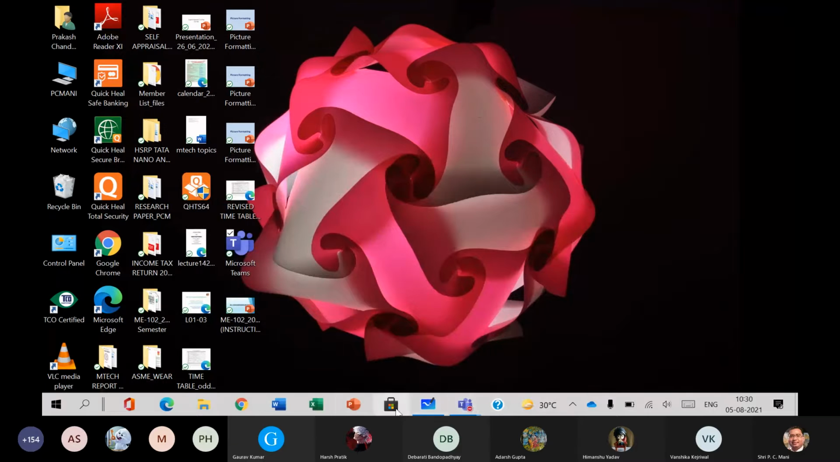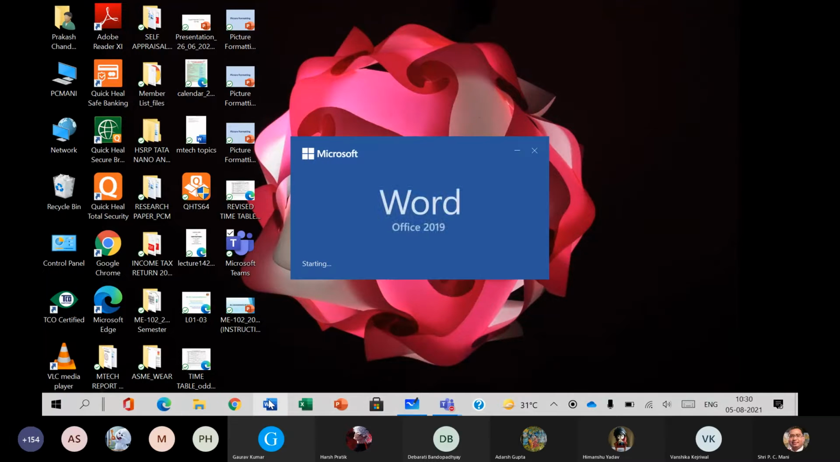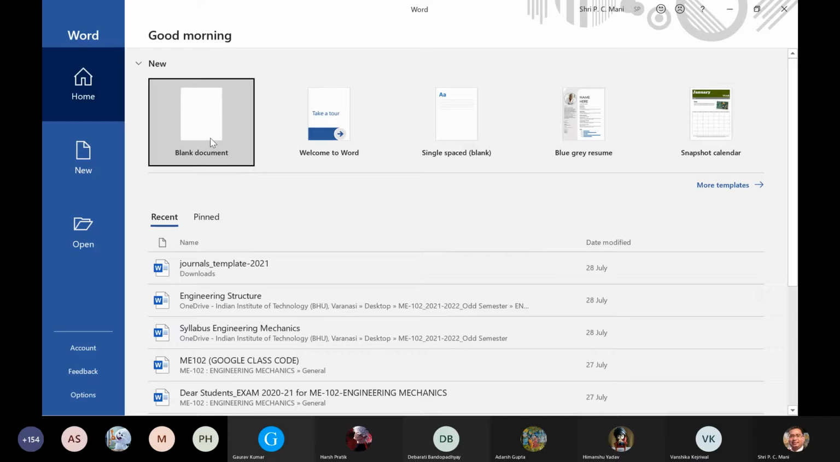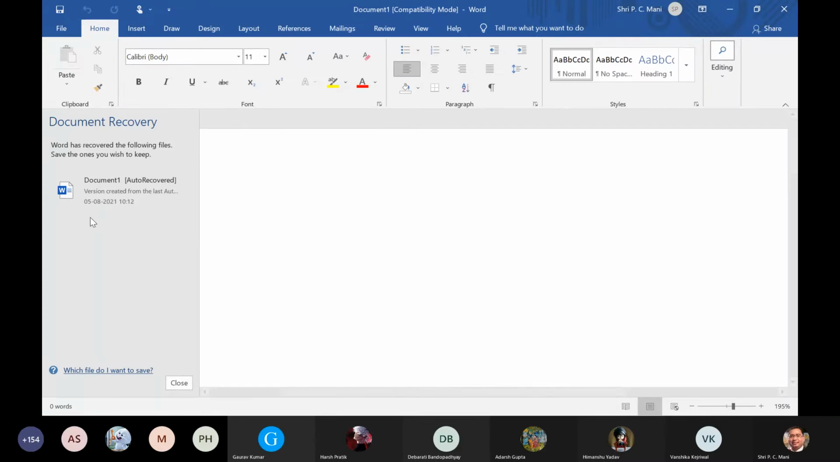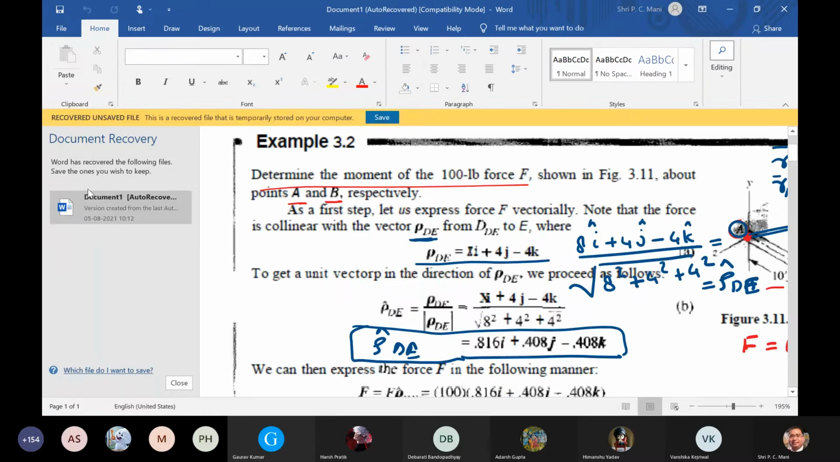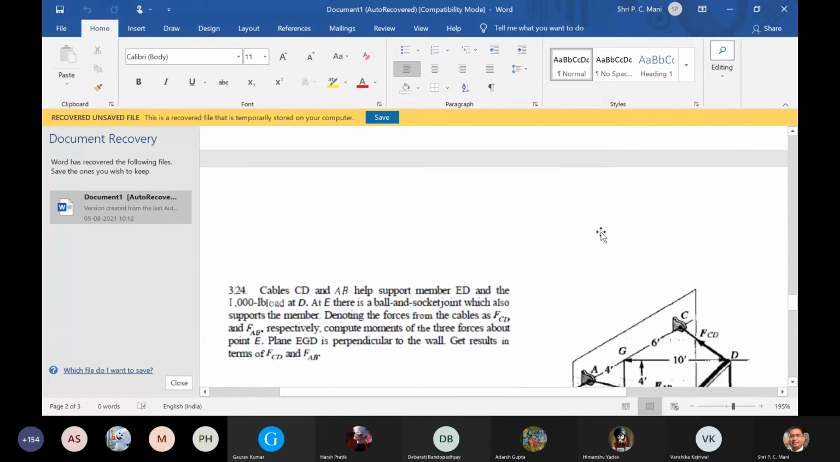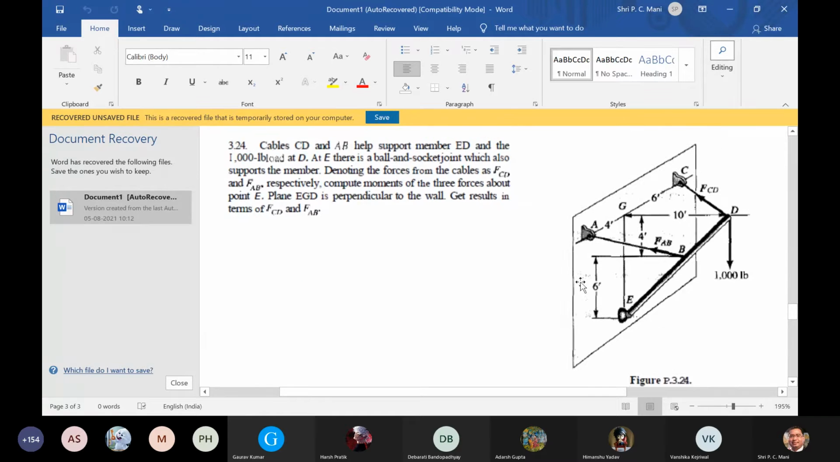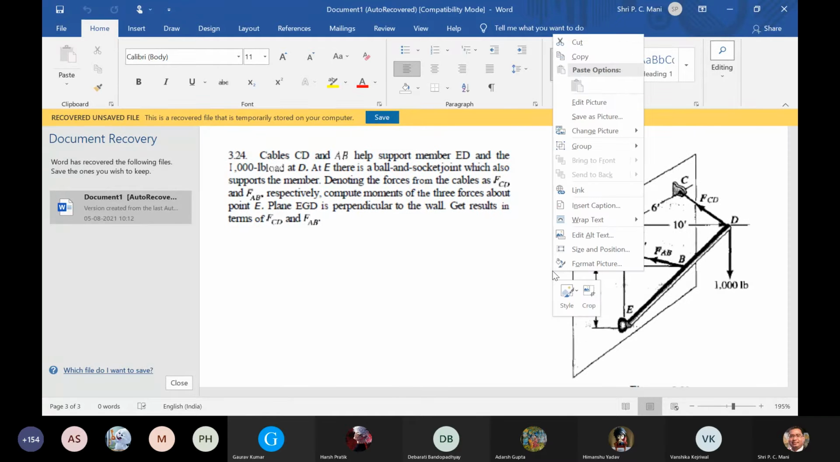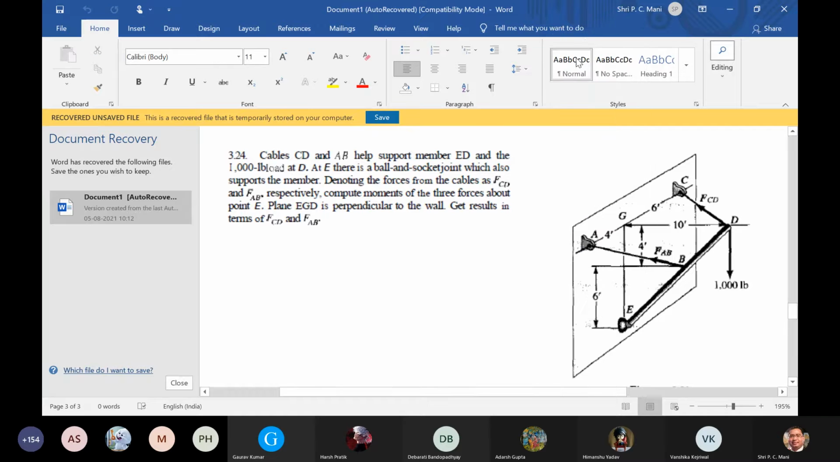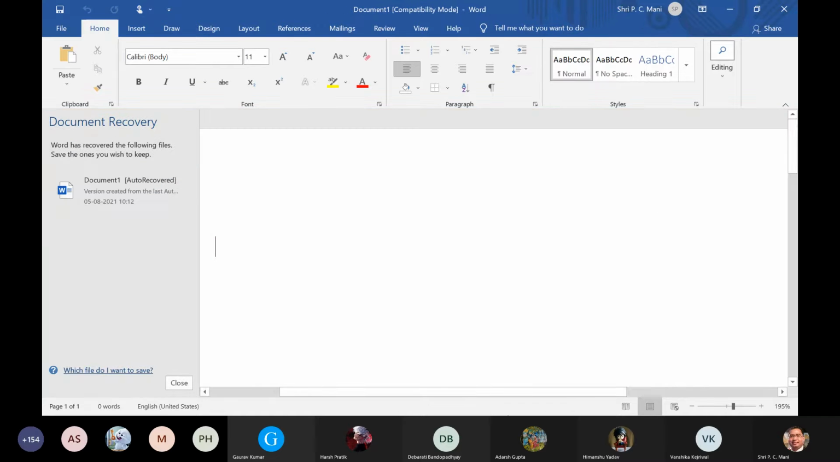The diagram has gone. Now one question is there. Try to solve this one. I'm taking this picture to the whiteboard.